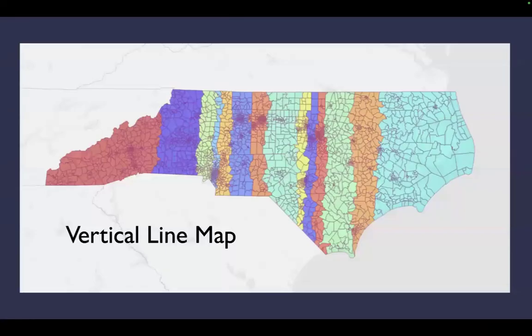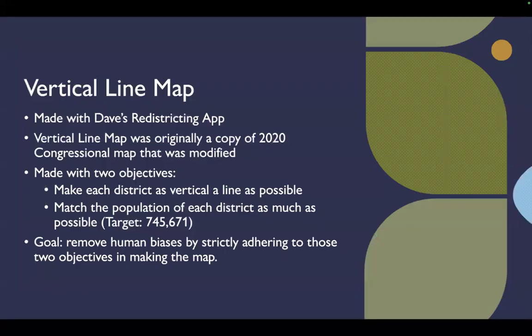Okay, so this is the vertical line map. This is the algorithmic map we used, and it was made with Dave's redistricting app. It was basically made with two objectives in mind: to make each district line as straight as possible, and also to match the target populations for each district. And by only adhering to those two objectives, we're essentially removing human bias and just making a randomized map.